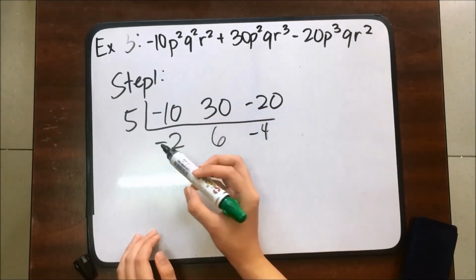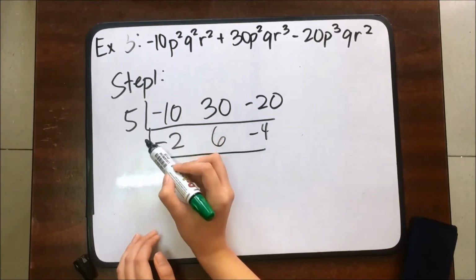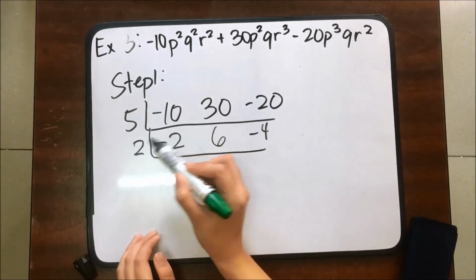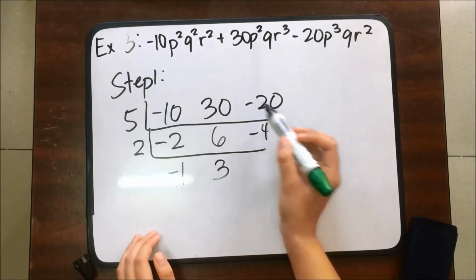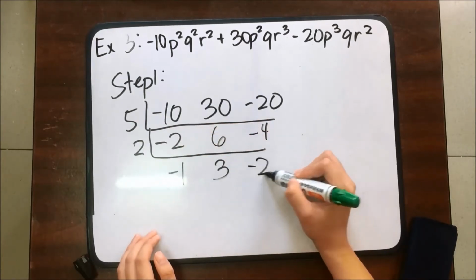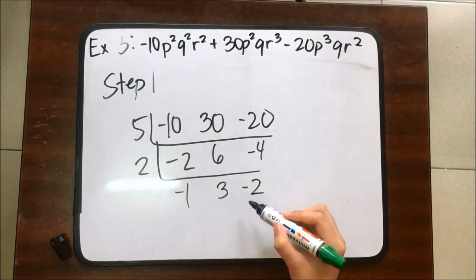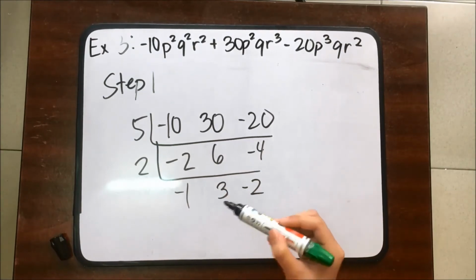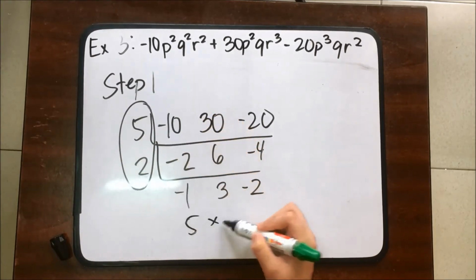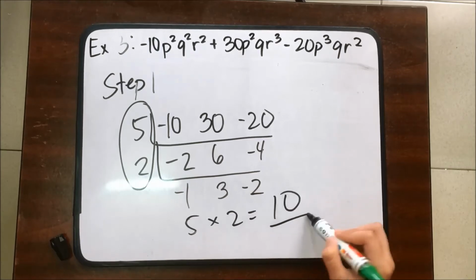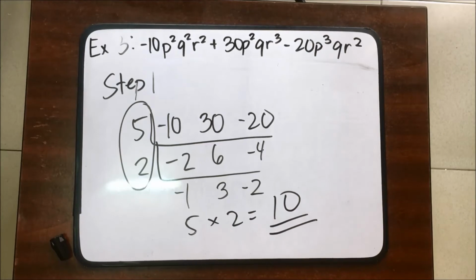So what number can be divided to negative 2, 6, and negative 4 evenly? 2 can be divided evenly. So negative 2 divided by 2, negative 1, 6 divided by 2, 3, negative 4 divided by 2, negative 2. Since negative 1 and 3 and negative 2 are all prime, they cannot be divided any further. We will multiply the numbers on the left. 5 times 2 is equals to 10, and get the GCF. So 10 is the GCF of the coefficients.